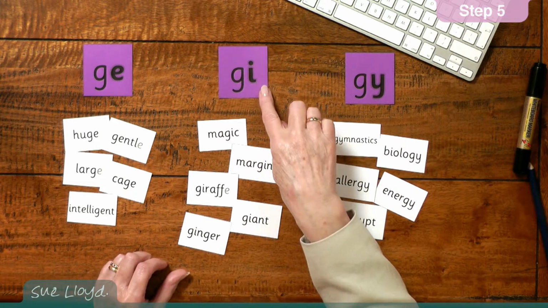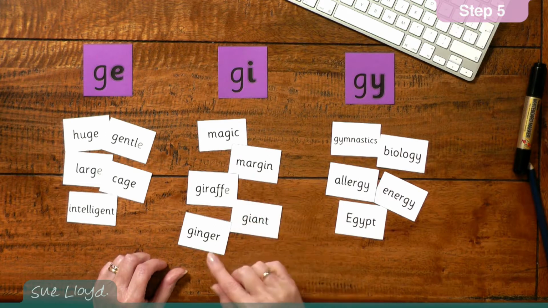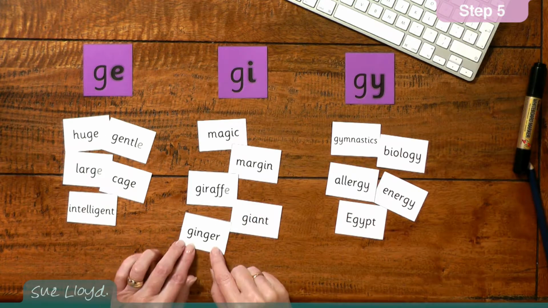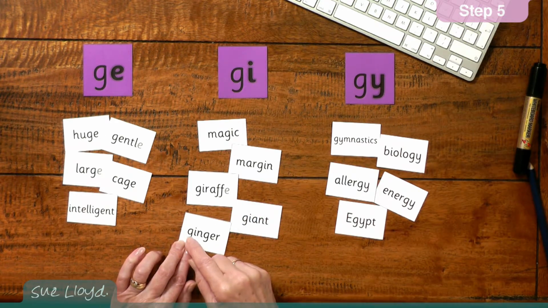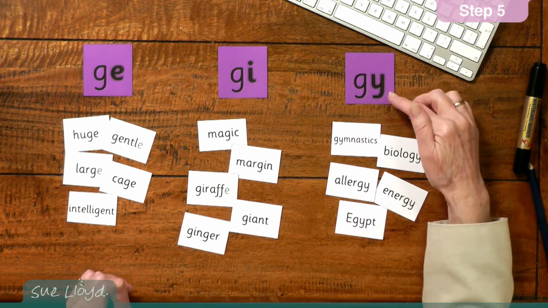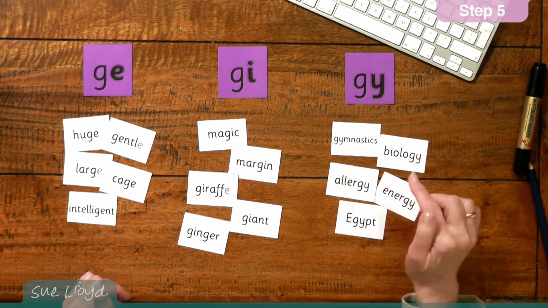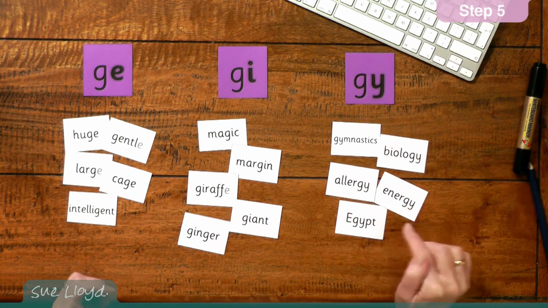Here we've got the I behind it, so it's magic, margin, ginger. Here we've got two of them, of course. The I is making it go J, and the E is making it go J. And last of all, the Y behind the G makes it go J. So gymnastics, biology, energy, Egypt.